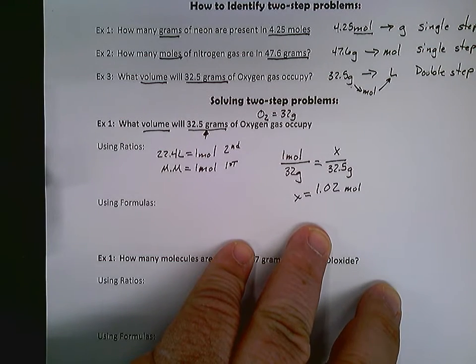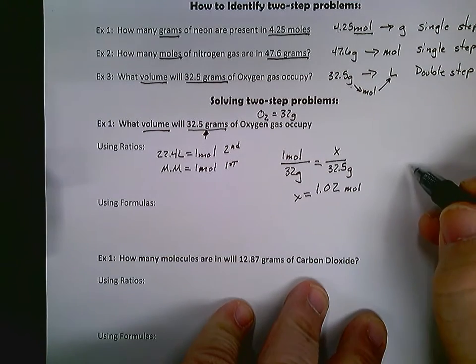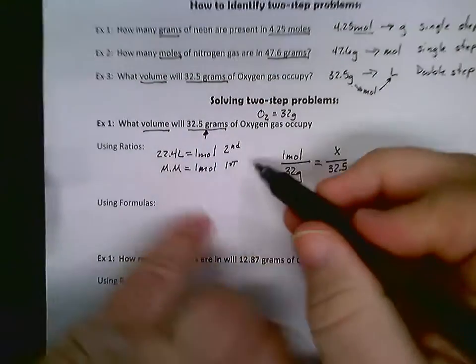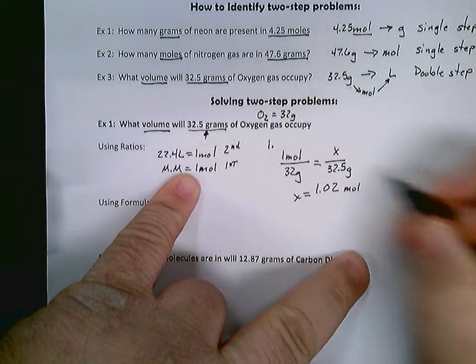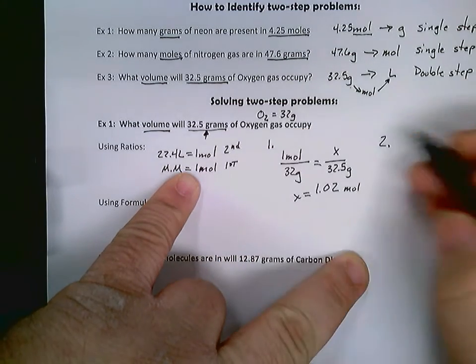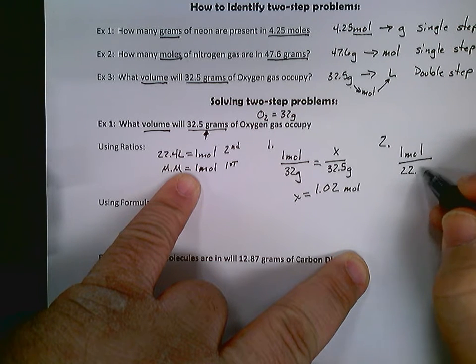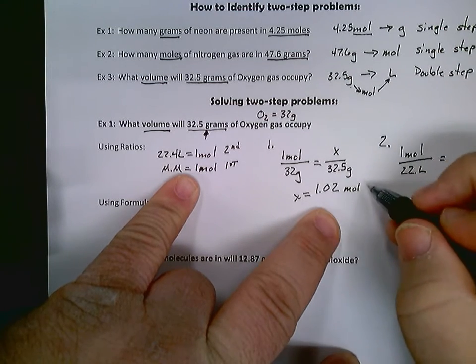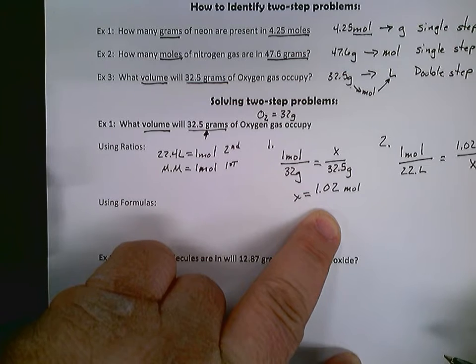All right. Why do we have to do this? Because this value is now going to be used in step 2. Now we've got moles, we want to convert to volume, so we're going to use our second one. Once again, this is the first step right here. Second step, we take our second conversion factor, 1 mole is to 22.4 liters, and this now goes over here. So we have 1.02 moles over x liters, because now we want to solve for liters.